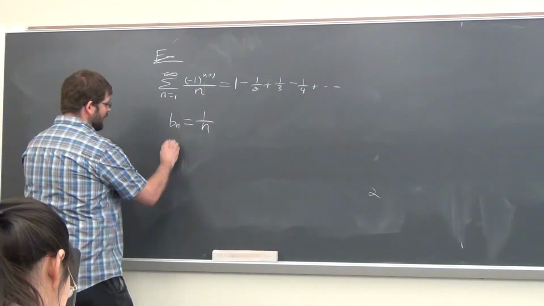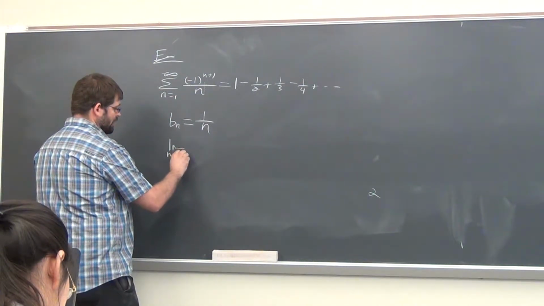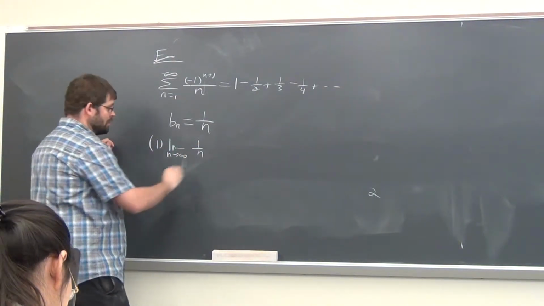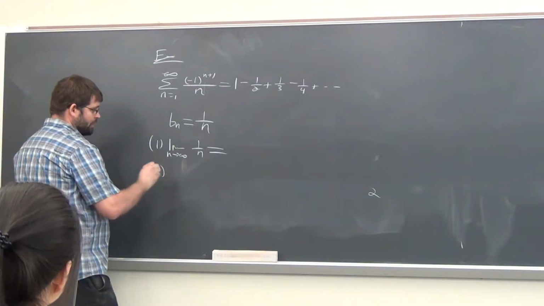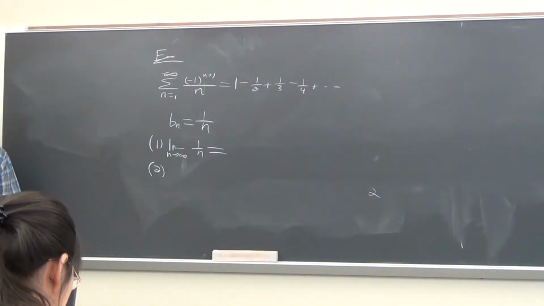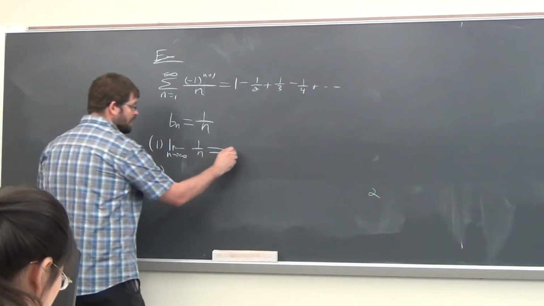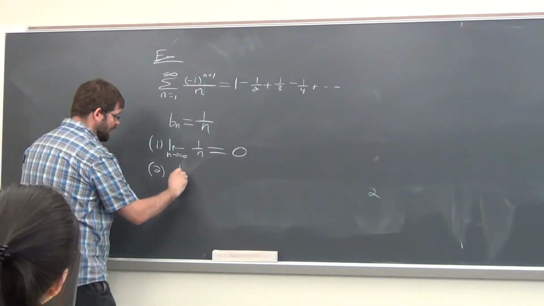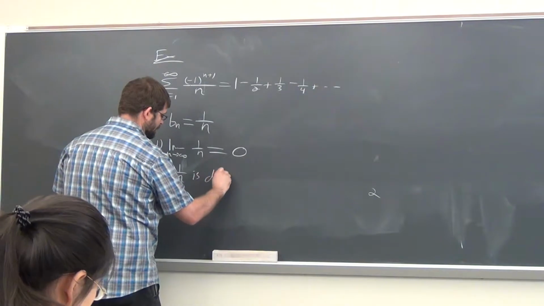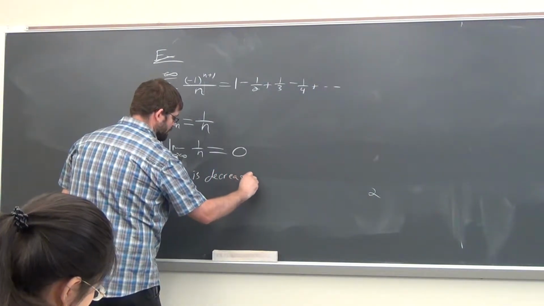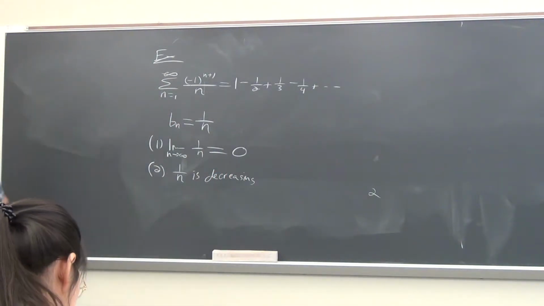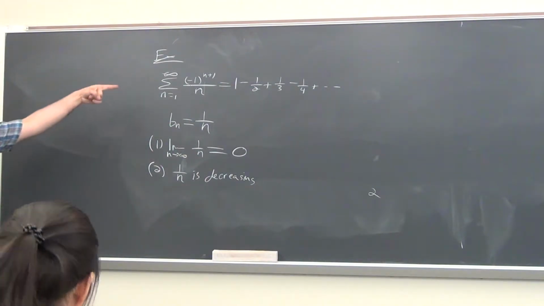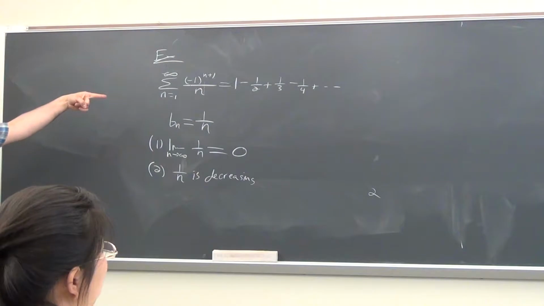So now, does this 1 over n satisfy those conditions? What's the limit as n goes to infinity of 1 over n? I'll mark the two conditions that we're checking. So what's that limit? 0. And is 1 over n decreasing? Yeah, 1 over n is decreasing. So now you're done, right? You got a sequence whose limit is 0, it's decreasing, and so the alternating version of it converges.